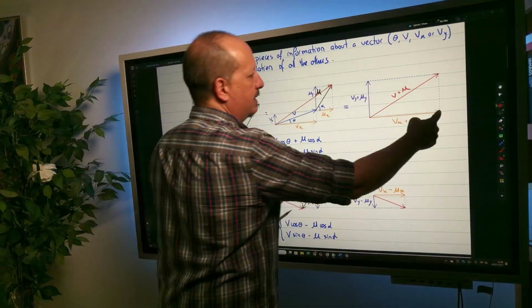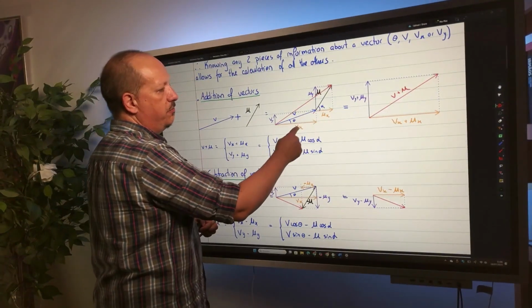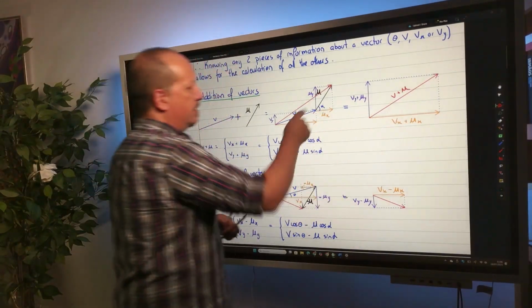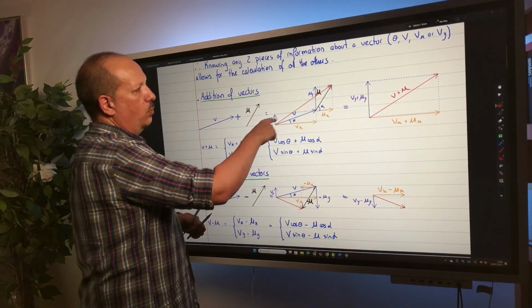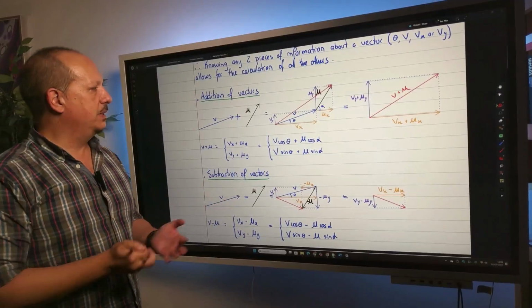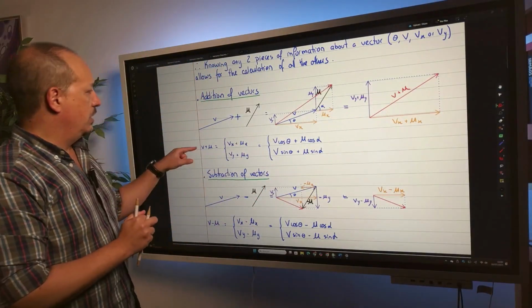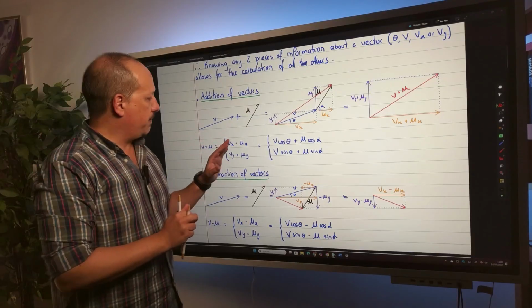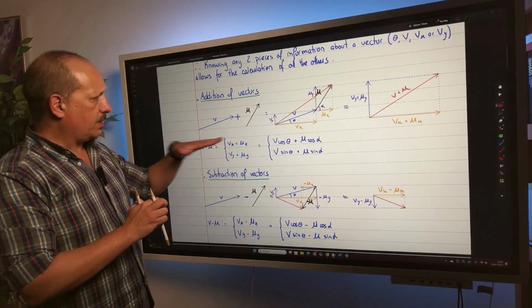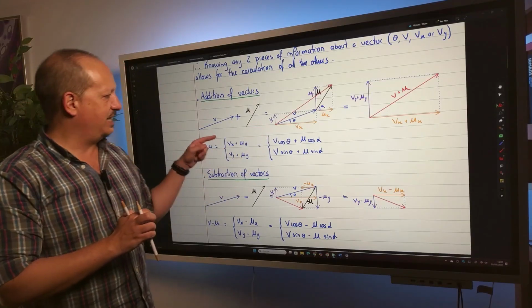And how big is this? This is just the outcome of adding its horizontal component, see? Vx plus Ux. Same thing for the vertical component, Vy plus Uy, is this, right? As simple as that. In terms of using the math to calculate the values, V plus U, I'm going to decompose and I'm going to use these brackets all the time. So get used to seeing this.